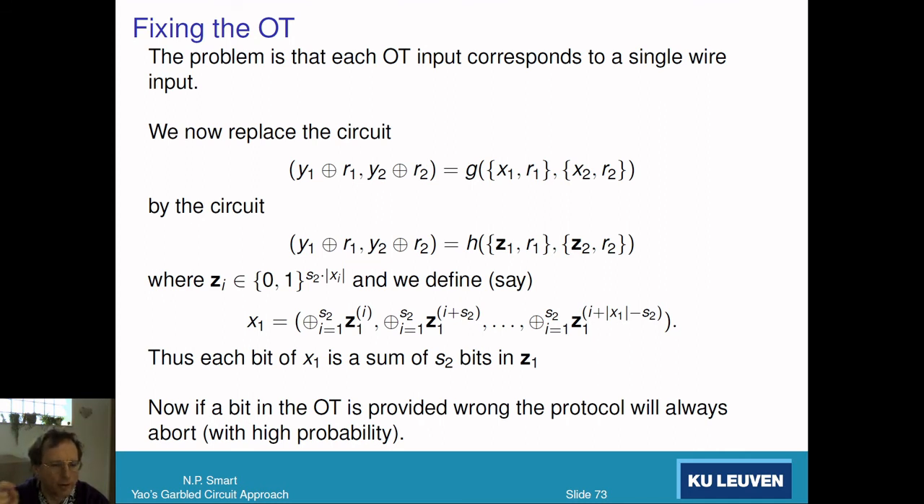And the problem here is that each OT corresponds to a single input wire. So what we do is we now randomize the input wires. We break each input wire into S2 different input wires, such that input bit x1 is the sum of S2 input bits. And now if a bit in the OT is wrong, it's always going to be wrong with very, very high probability. So you can fix your probabilities here to get it to work.